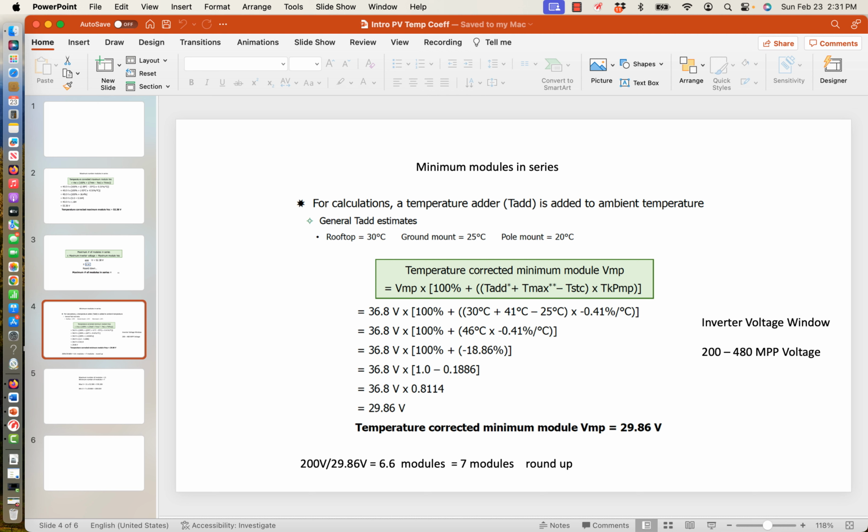All right, for that same module that we've been working on, the voltage at max power in this case is 36.8 volts.